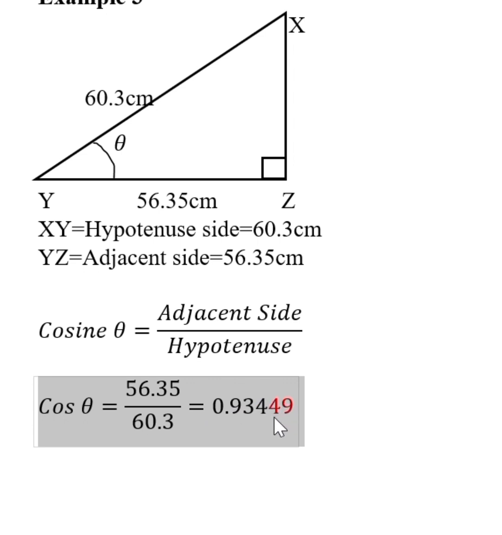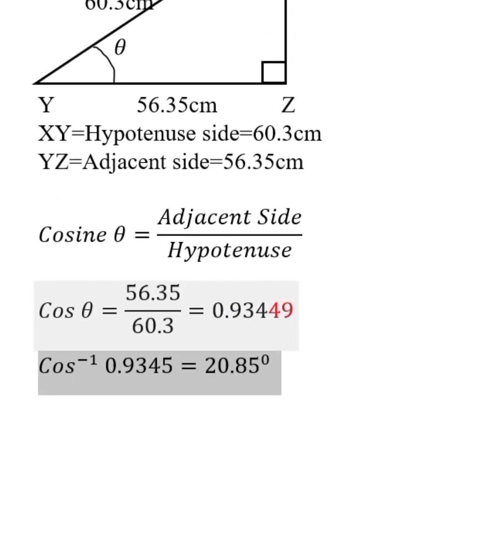But remember, we are dealing with 4-figure mathematical tables, and therefore we cannot read this. We shall round this correct to 4 significant figures as 0.9345. So we are looking for the angle whose cosine is 0.9345. In other words, the cos inverse of 0.9345. So we shall go to our table. We are looking for 0.9345.